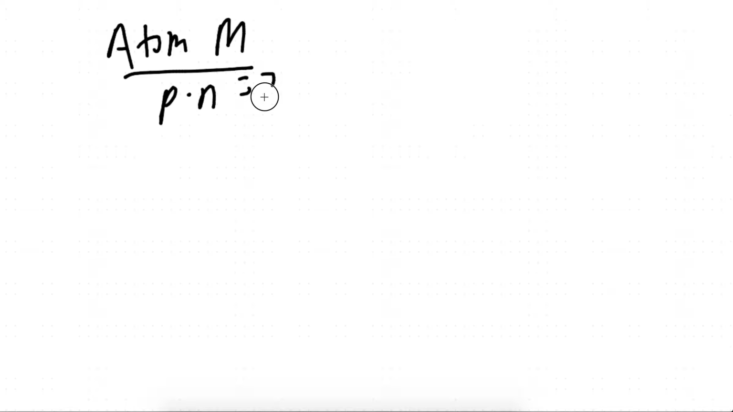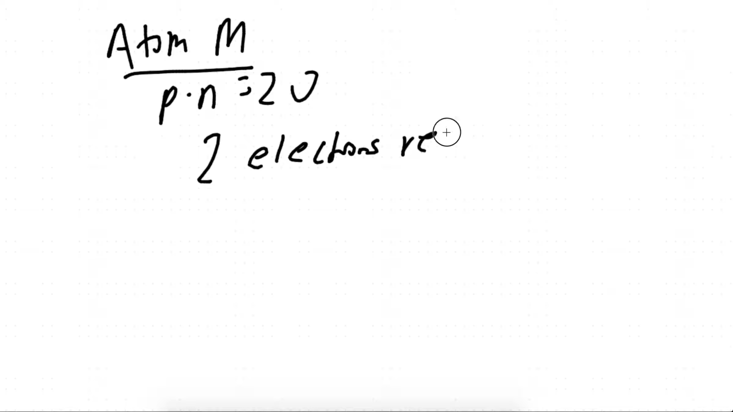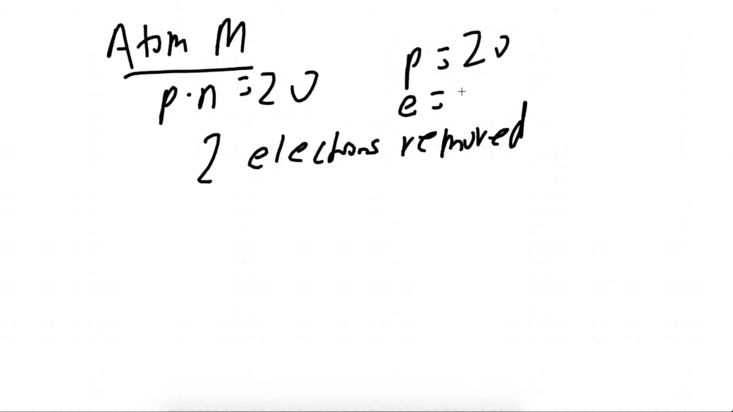Atom M has a proton number of 20. So we first write down that it's an atom. It's M, proton number equals 20. 2 electrons are removed from the atom. Will atom M form a positive ion or a negative ion? So think, 2 electrons are removed. The number of protons is still 20. The number of electrons, though, is no longer 20. Since 2 are removed, the number of electrons is 18. So since the protons are more than the electrons, atom M will form a positive ion, guys.